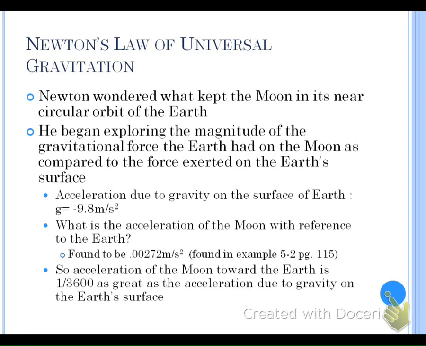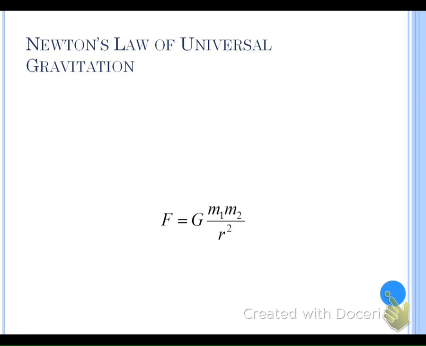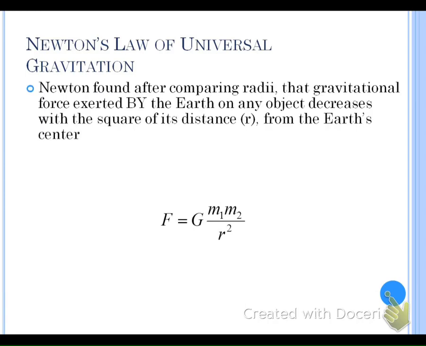And you can walk through the math. It's on page 115 in your book if you really want to look at it. But like I said, the way we get to the end equation is not quite as important, I don't think, right now as our final equation. So the equation that we're going to end up looking at here is F equals big G times m1, m2 over r squared.